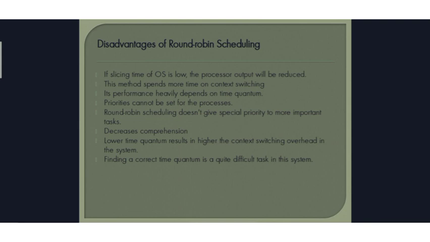Priorities cannot be set for the processes. There is no concept of priority, as all are given equal time. Round robin scheduling doesn't give special priority to more important tasks. As already explained, it decreases comprehension as it gives everyone equal timing and no different priorities.